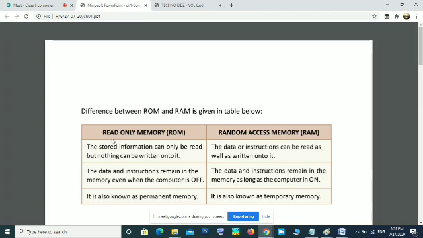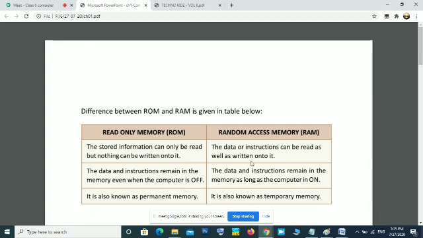What are the features of ROM, or read-only memory? The stored information can only be read, but nothing can be written on it. That means it is read only; you cannot write into that memory. The next one: the data and instructions remain in the memory even when the computer is off. Even if you switch off the computer, the data in ROM will not be lost. Third, it is also known as permanent memory.